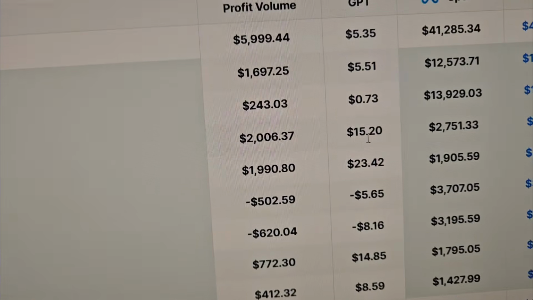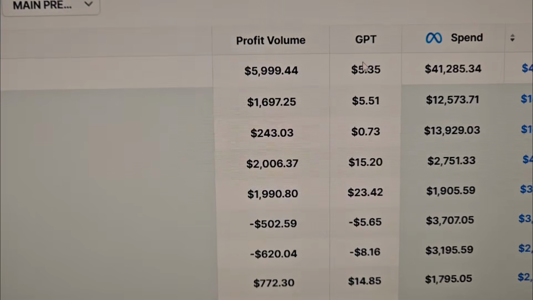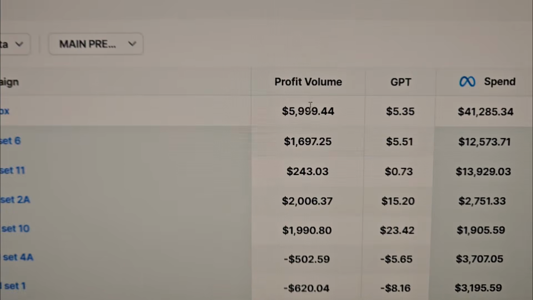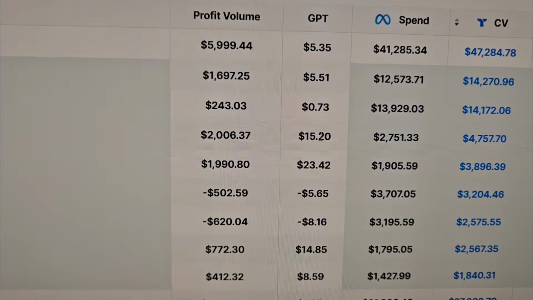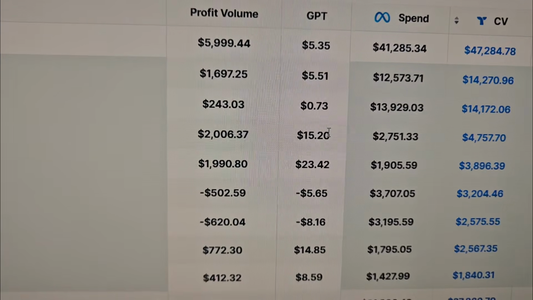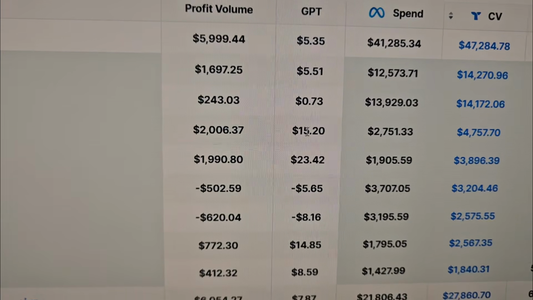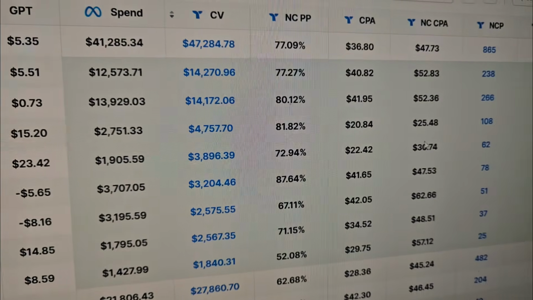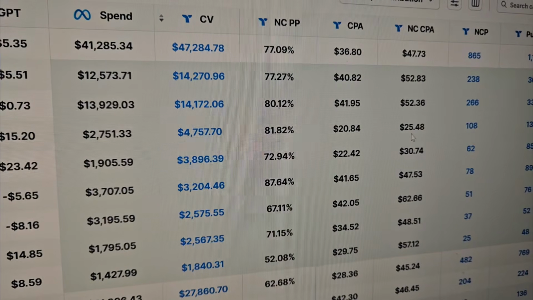Then I come over here and I'm like, do they have a decent gross profit per transaction? I can see this one does. This one has higher profit volume, gross profit per transaction is decent. Same with this one. So I'll come back over here. Look, 72%, 81% new people. New customer acquisition cost $25 compared to 30. So I'm like, damn, which one is this?